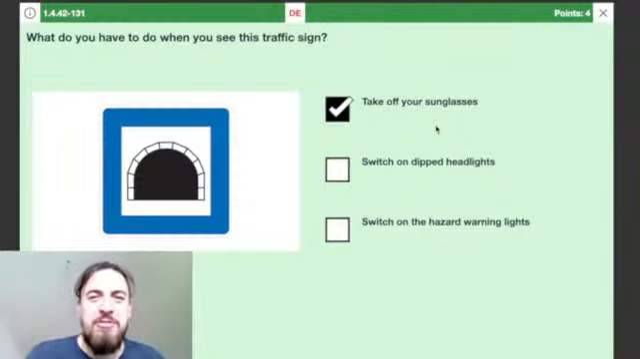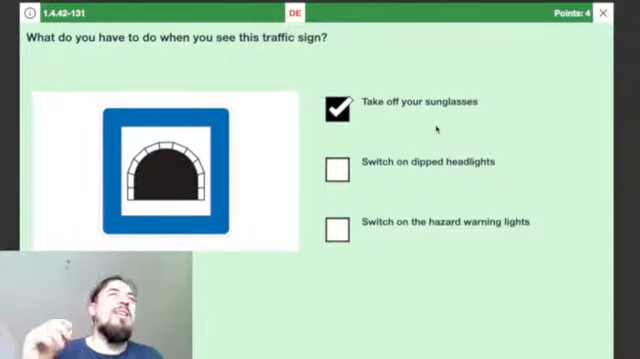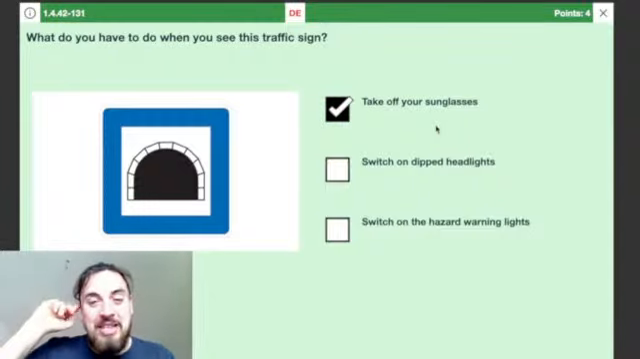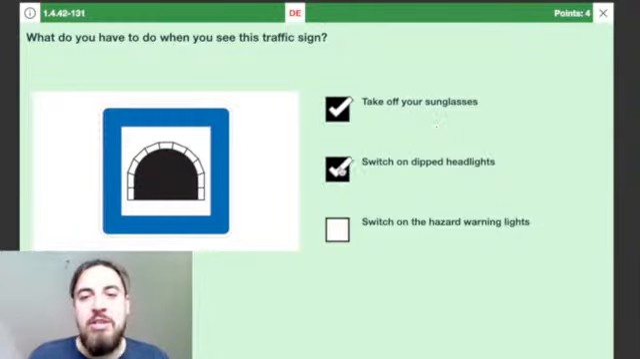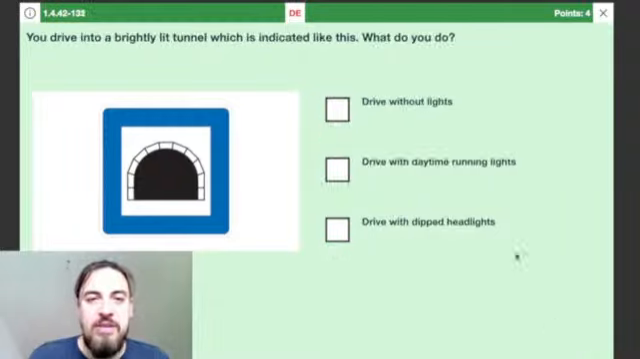Sometimes you forget it, and then you're just driving, and then, oh, I've got the sunglasses on, and you take them off. So you should do this when you enter a tunnel, and switch on dipped headlights. We had that before. And the warning lights has nothing to do with it right now.